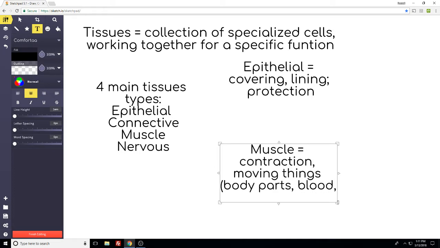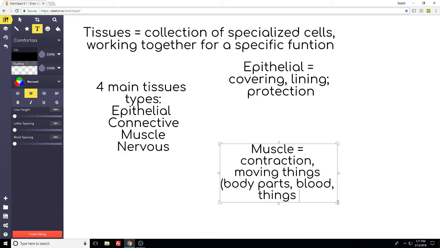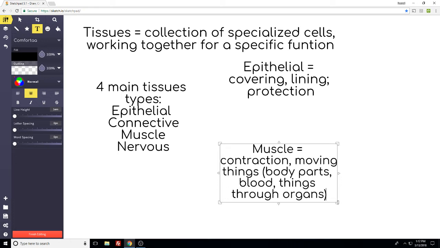And then the third type of muscle tissue we have is called smooth muscle tissue, and that's going to move things through organs. So if you think about food getting pushed through your stomach and your intestines, that's smooth muscle tissue. Smooth muscle tissue in your bladder contracts to squeeze the urine out of your bladder. Smooth muscle tissue in the uterus contracts to squeeze a baby out of the uterus. So whenever we're moving things within the body, that's going to be smooth muscle tissue.